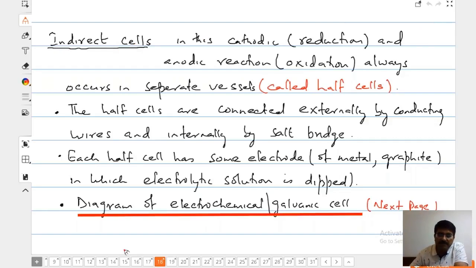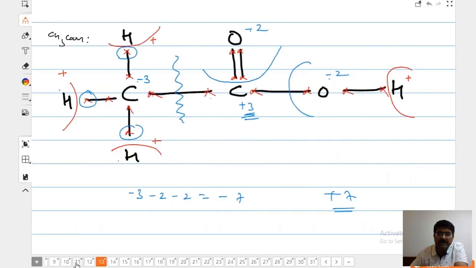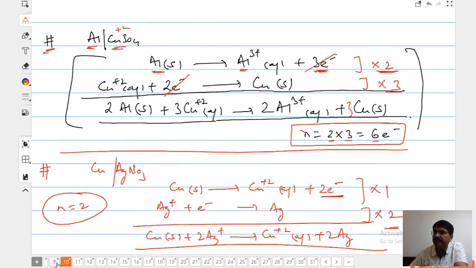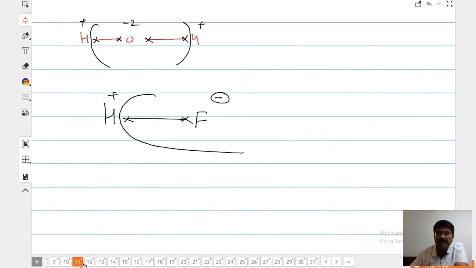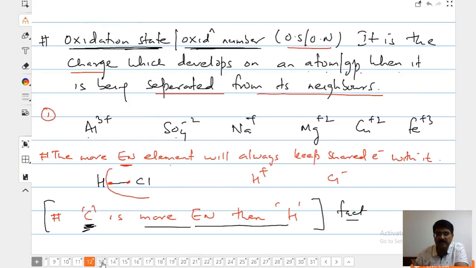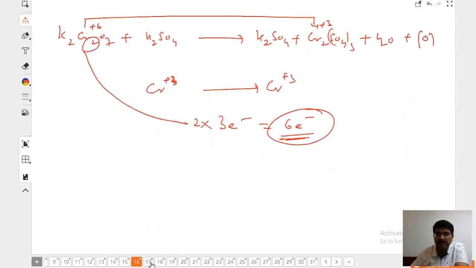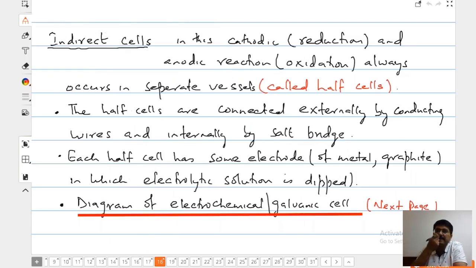Indirect cell. What we were discussing right now was direct cell. What we learned in direct cell is that no useful electrical work can be obtained. And by taking the example of direct cell, I taught you how to calculate the number of n. That is what I have done till now. Now I'm shifting to the more practical topic of the chapter, that is known as indirect cell. Here you will see that we will get electrical energy. That is our main aim, how we will extract energy from it.